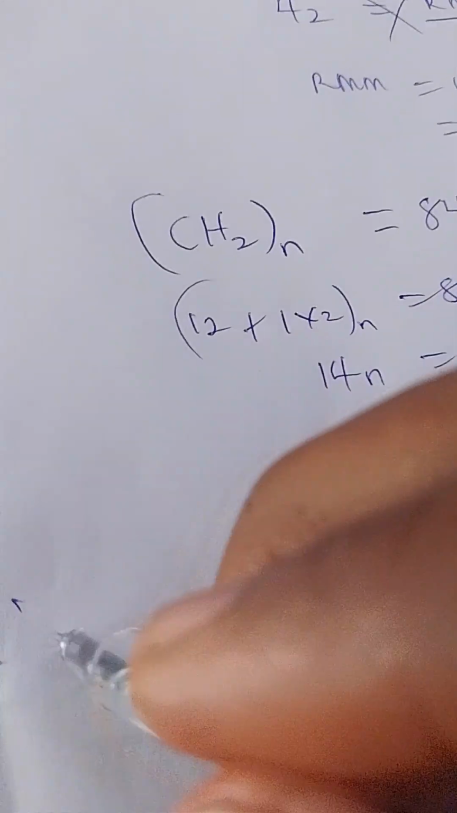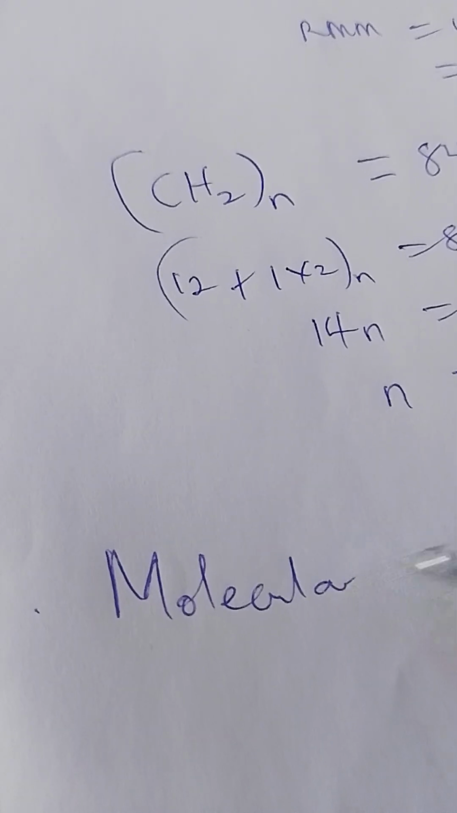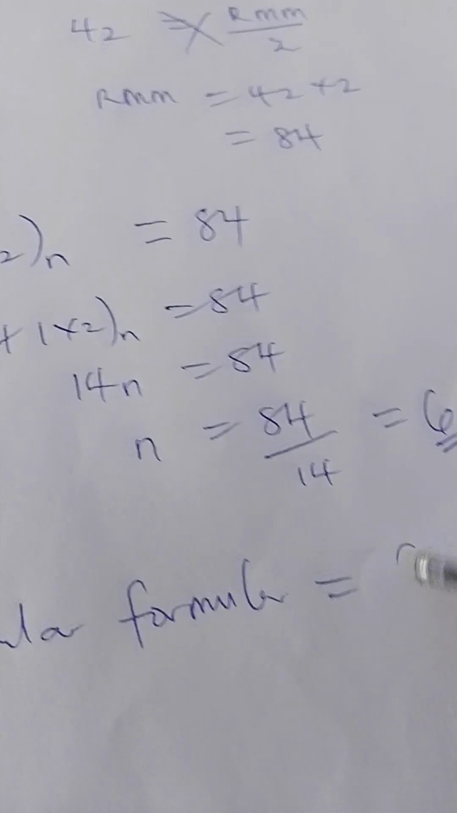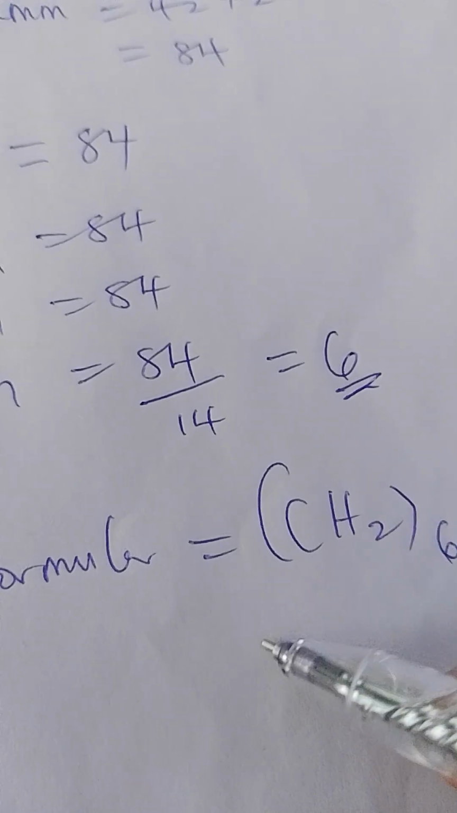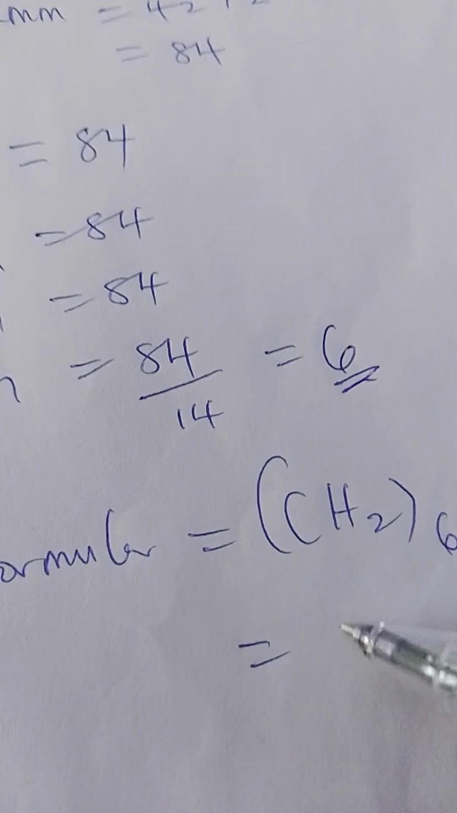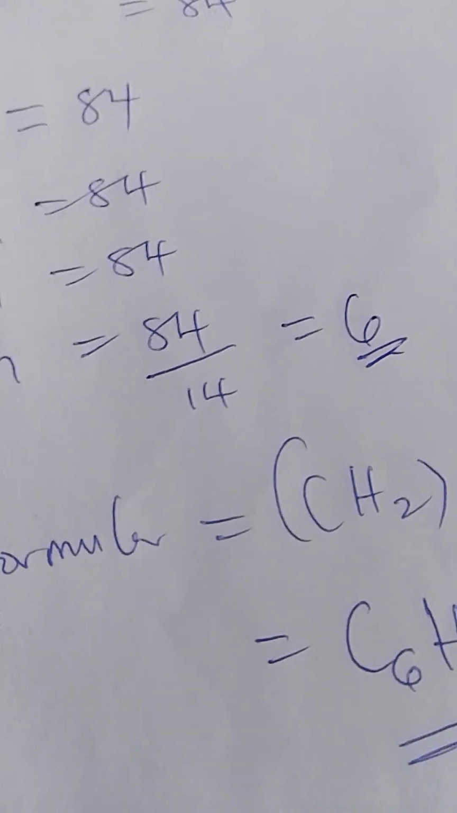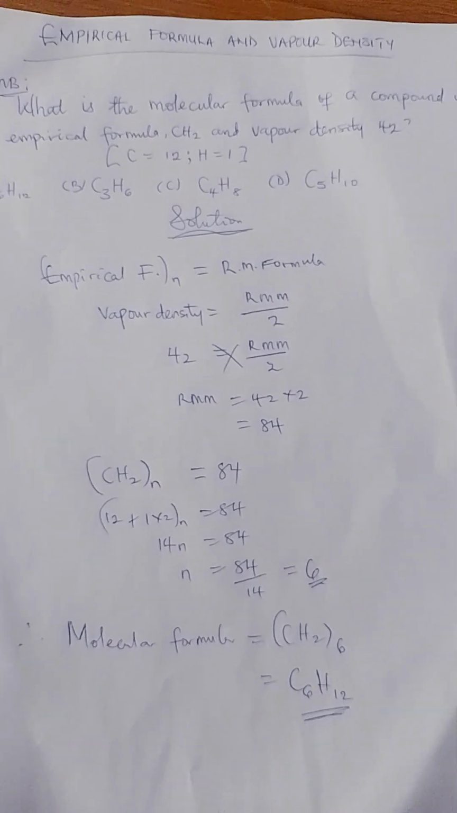Therefore, what were you asked to find? Molecular formula. So the molecular formula will now be CH2 in brackets, and the N that you got now is 6. So multiply it through by removing the bracket. C times 6 is C6, and H is 2 times 6, that will be H12. So this is the final answer, and you can see the correct answer is option A. That's how simple chemistry can be.